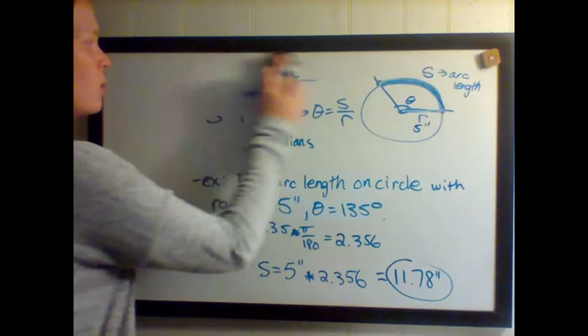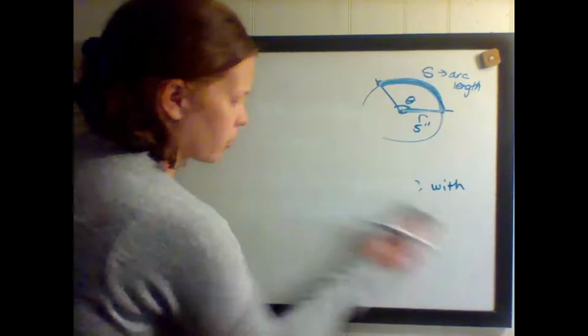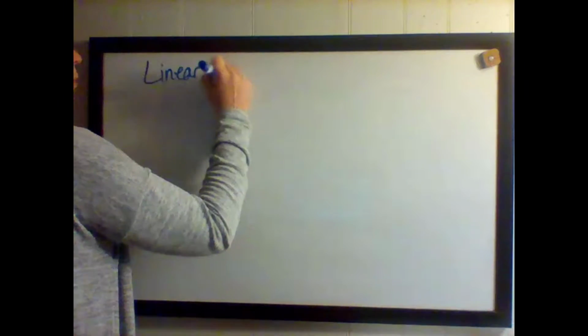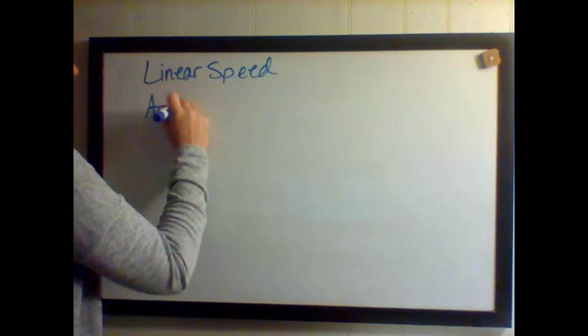Next, let's talk about speed. And we're still going to use that formula quite a bit, that arc length, sometimes with these problems. So there are two types of speed we're going to look at: linear speed and angular speed.